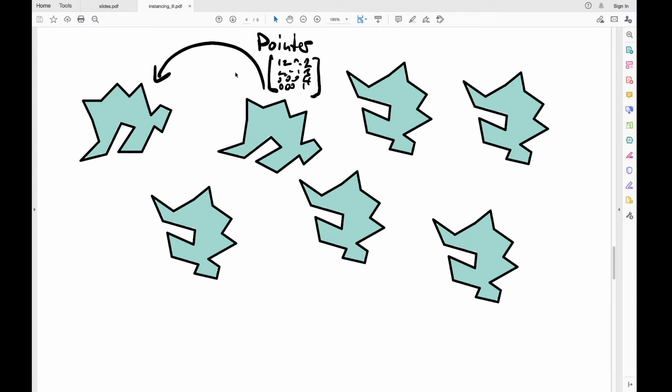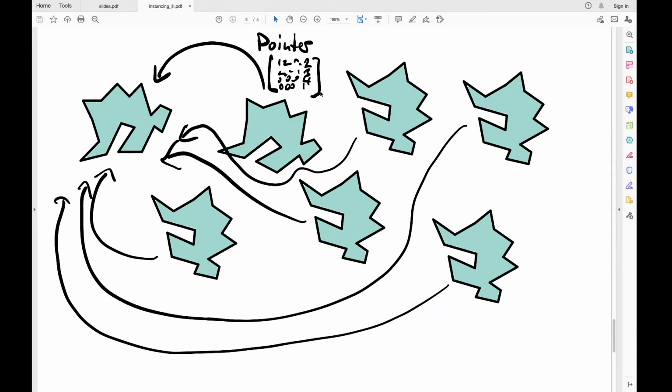And along with that pointer, we would just store a 4x4 matrix. And that pointer and matrix would basically be our instance. And we would obviously do this for all the leaves and for all the complex geometries that we want to instance. And this, of course, additionally adds to the complexity of the input data to the vertex stage.